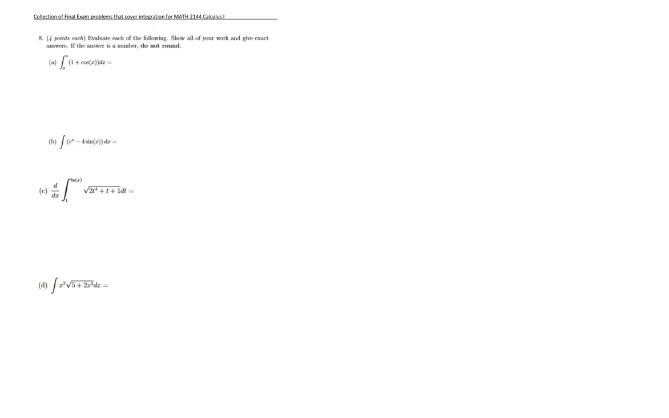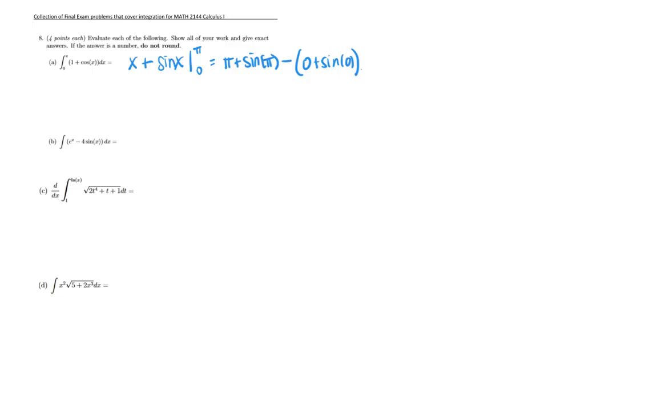I need to find, I'm going to evaluate this using the fundamental theorem of calculus part 1. So I need an antiderivative. An antiderivative for 1 would be x, plus an antiderivative for cosine x would be sine x. I want to evaluate that from 0 to pi. So this will be pi plus sine of pi minus 0 plus sine of 0. You can just leave it like that if you want.